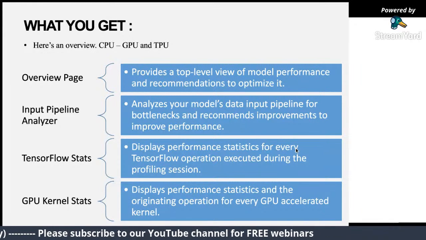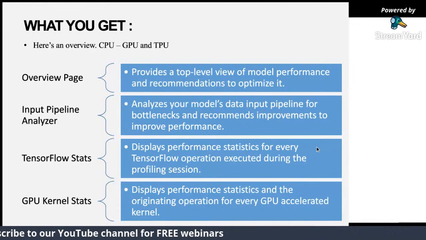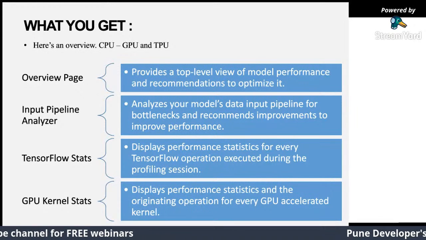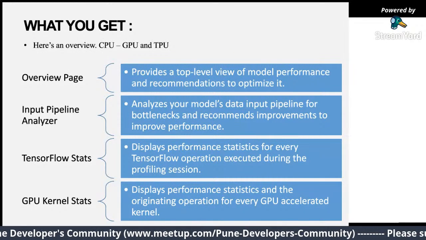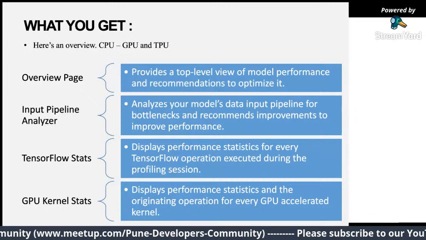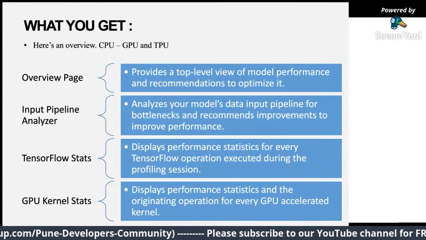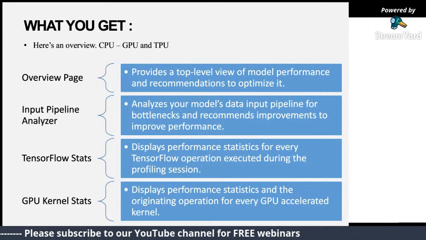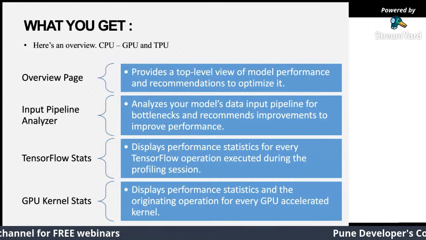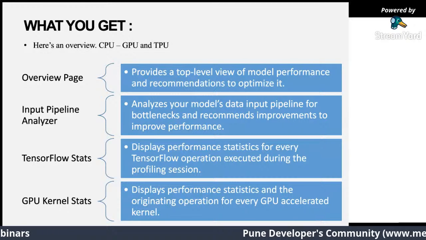TensorFlow stats will display statistics about all the different TensorFlow operations that you're executing, let's say your input/output, your optimizer operations, or your session calls. All these calls and TensorFlow operations are displayed in TensorFlow stats. And GPU kernel stats displays the performance statistics of the GPU, so how much GPU was utilized, how much memory was utilized, and all those things.